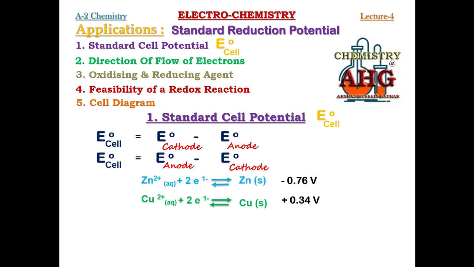But before that, how will you come to know which half cell will act as cathode and which half cell will act as anode? I am giving you a simple trick. This trick will help you in the whole electrochemistry chapter. You must remember this trick.